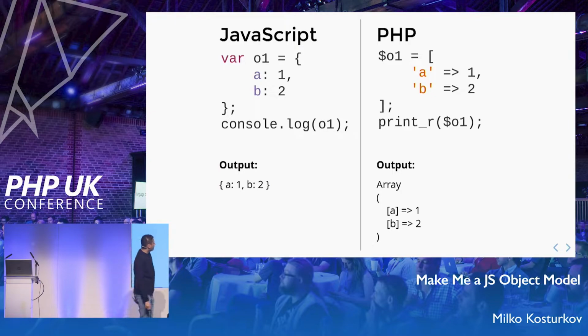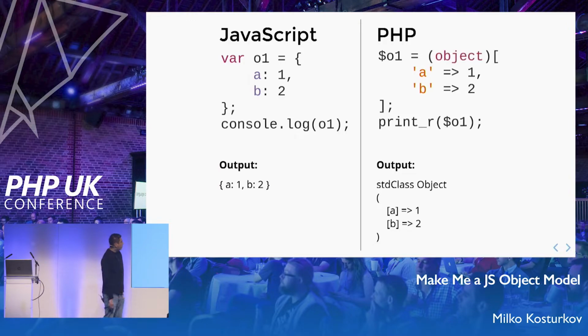Well, not really. We can define an array using this short array syntax. But it's an array, not an object. But can we turn it into an object quickly? Well, yeah, we can. We can just say it's an object, and it becomes an object. This array gets cast to an object, and there we go. We have an object. It's ugly, but still.